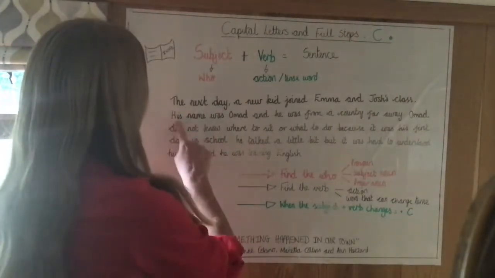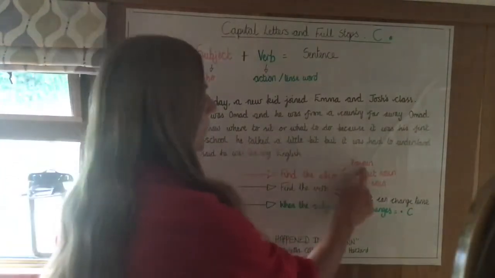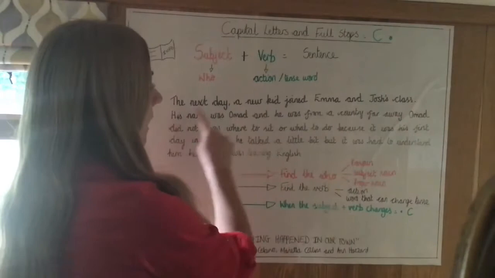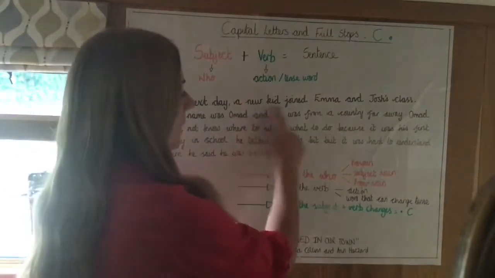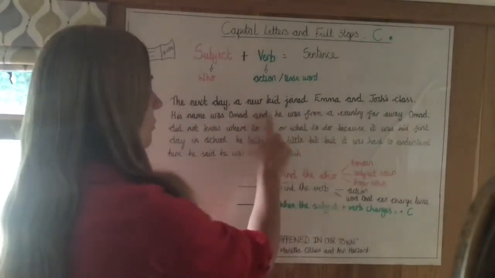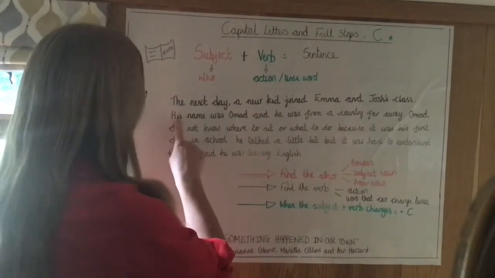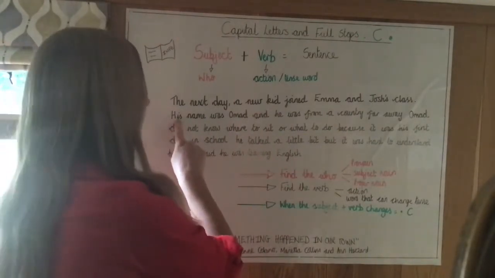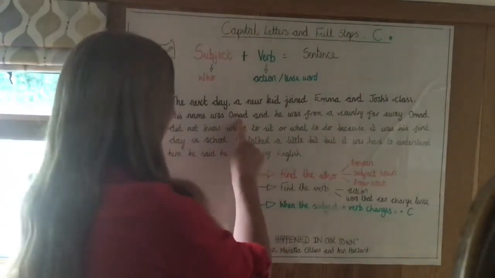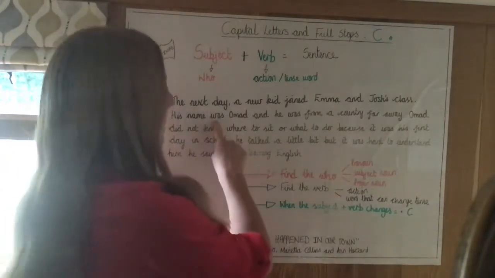So his is the subject, it's a pronoun. So instead of saying the new kid, and the new kid was a subject noun, it's a way of introducing the who. So his is the new subject. His name was Omad. So was is the verb.